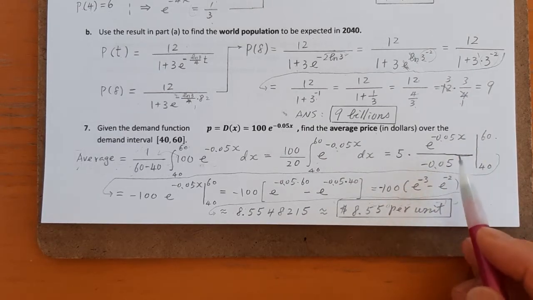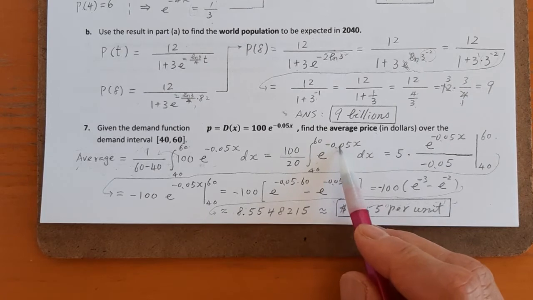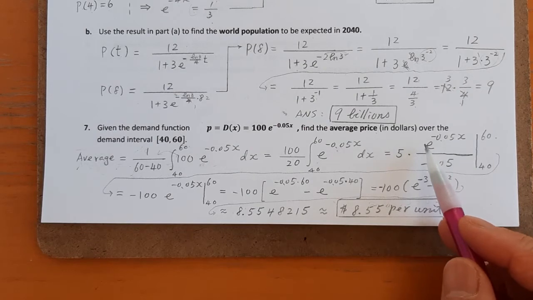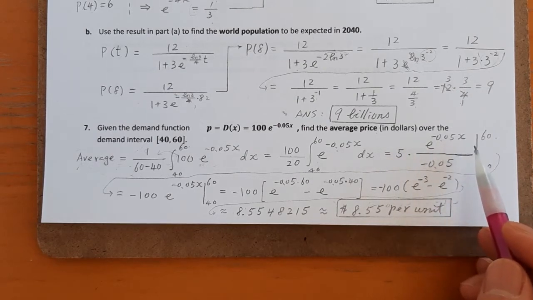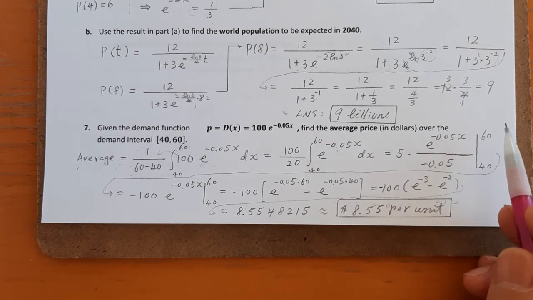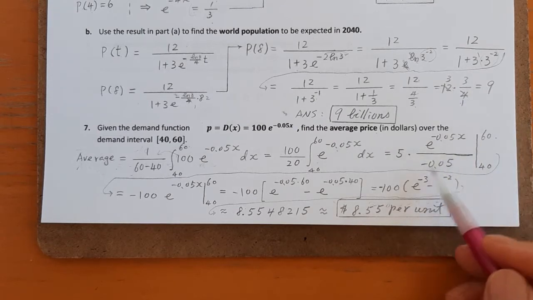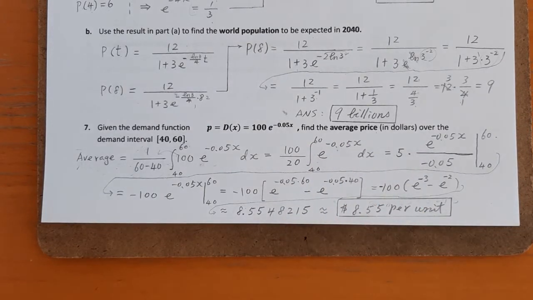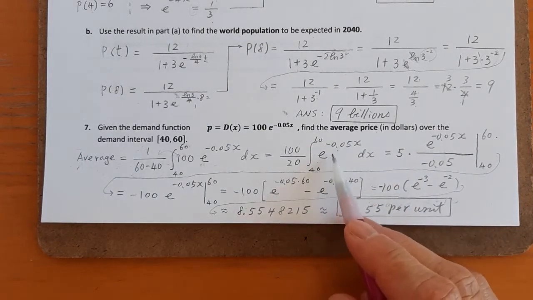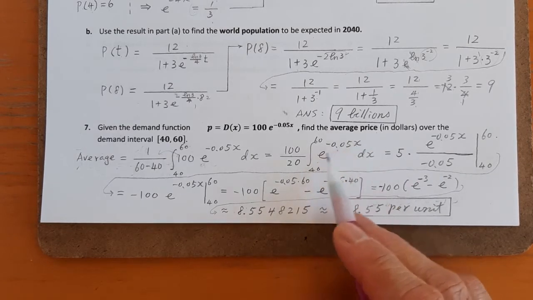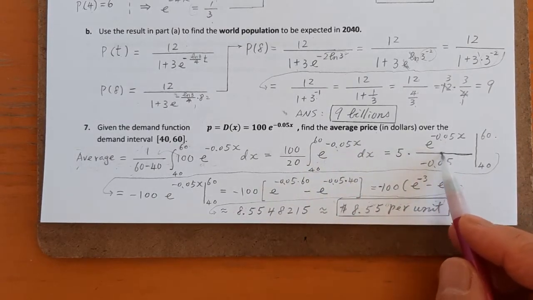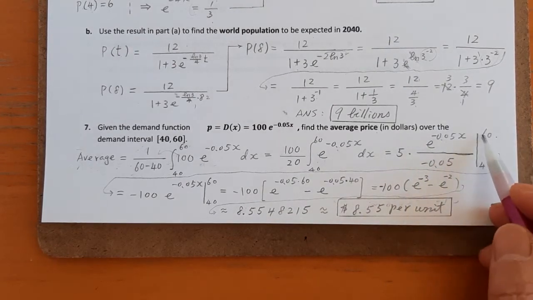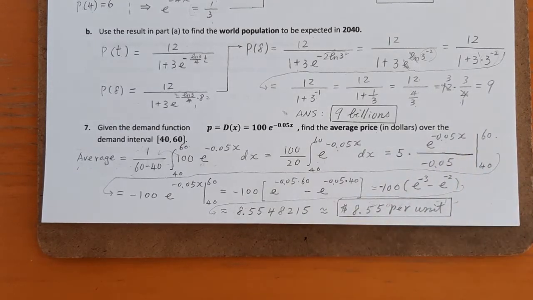That cancels. Then go back to e to the power negative 0.05x. Because when you take the derivative, you get e of this by the chain rule times negative 0.05. Then you cancel with the denominator and go back to the original. That's an antiderivative. So that's why for e to the power negative 0.05x, the integral is still e, but the denominator you have to divide by negative 0.05. Then x goes from 40 to 60.